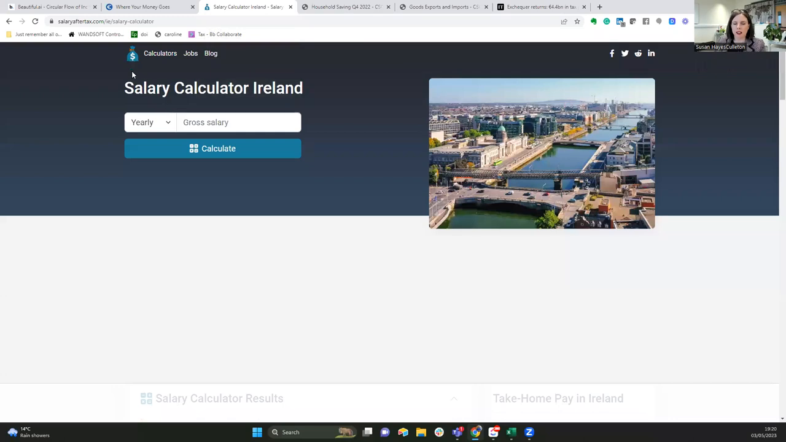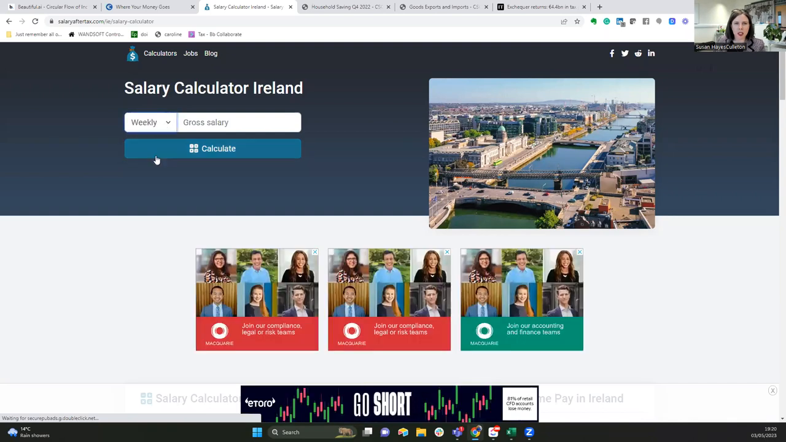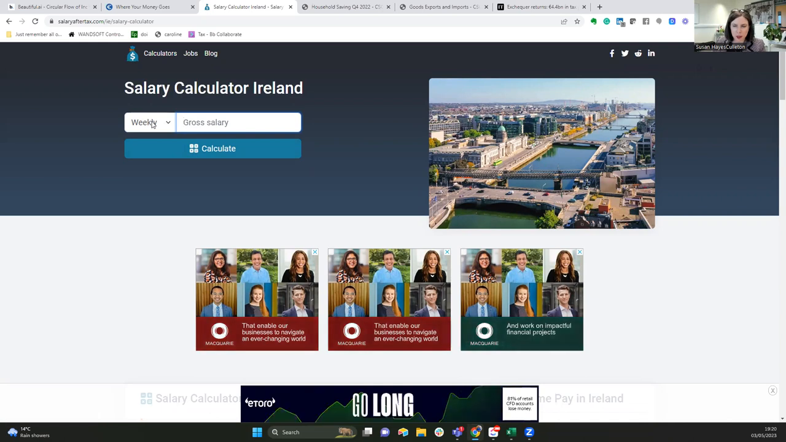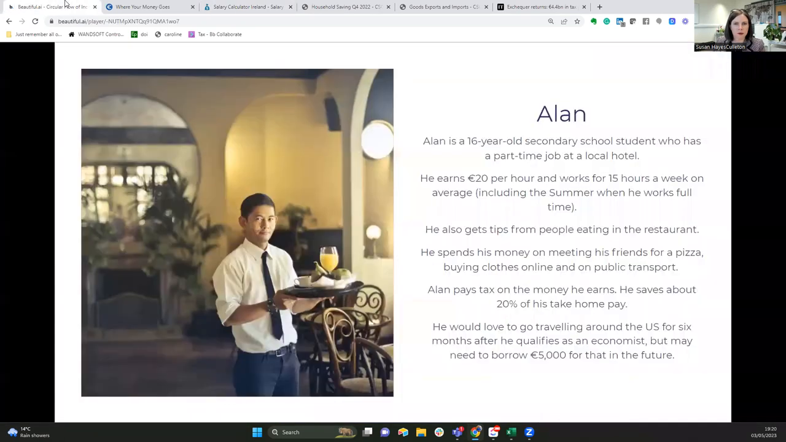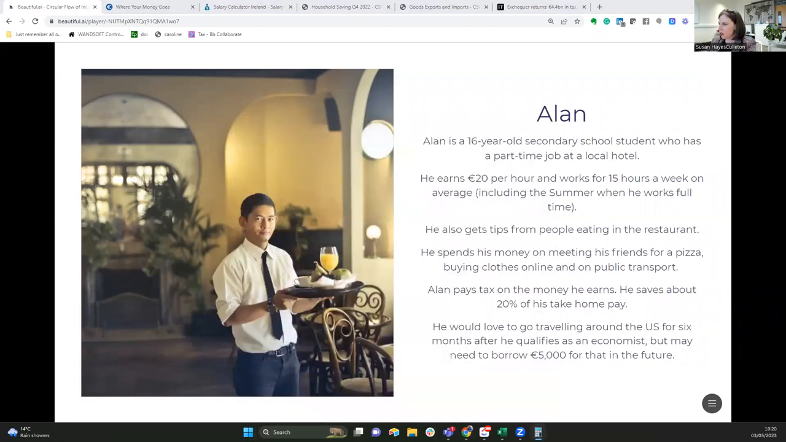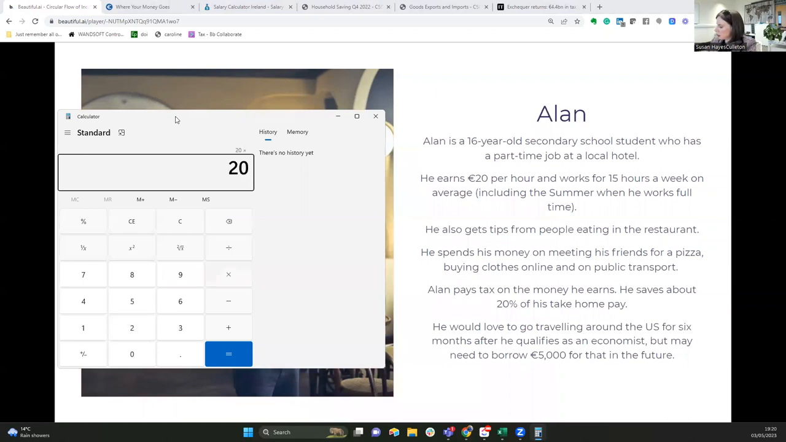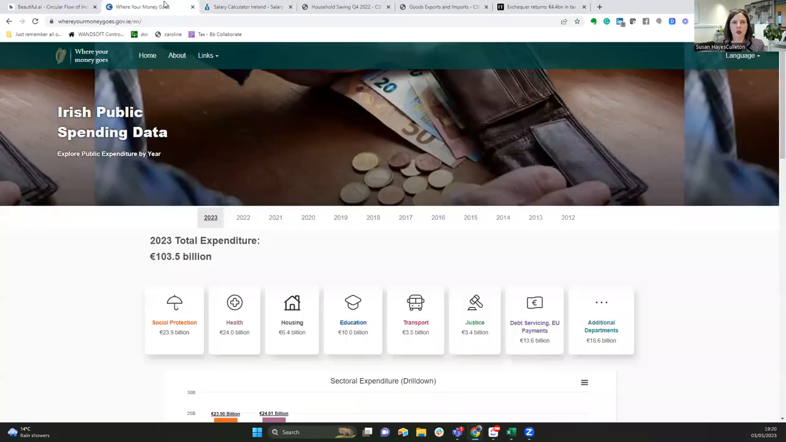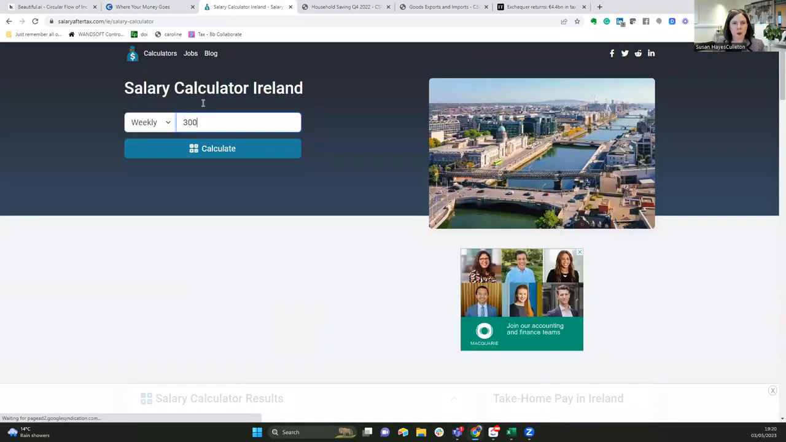So this, I find, is a very useful calculator. It's called Salary Calculator Ireland. What I did was move the salary calculator to weekly. If he's earning 20 euros an hour and working 15 hours a week, let's calculate what this is. So 20 multiplied by 15: he's earning 300 euros per week. Like I say, he's working full time during the summer, just in case you're wondering what he's doing. So 300 euros per week, and I'll press calculate.